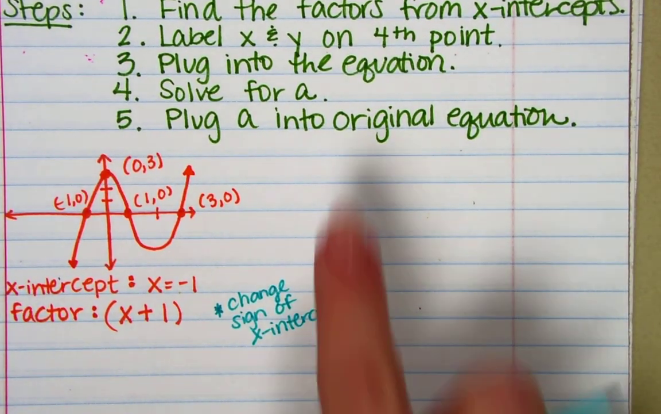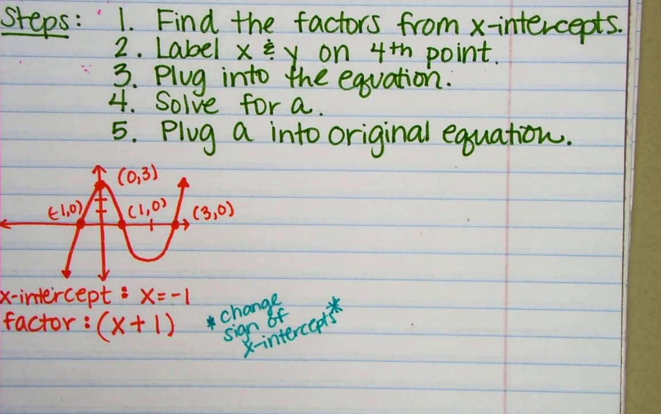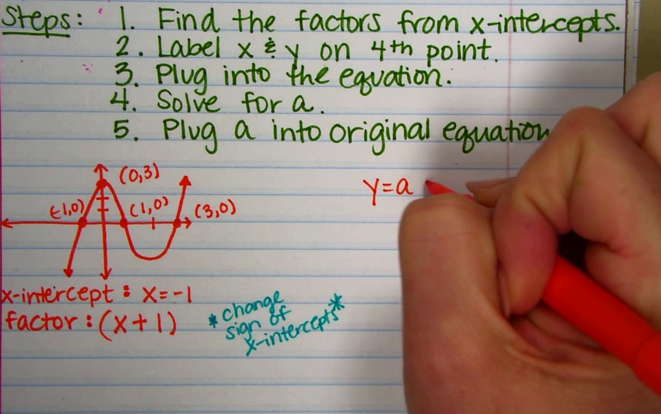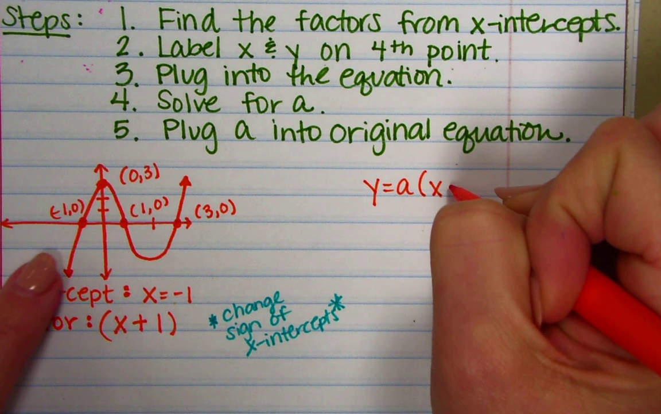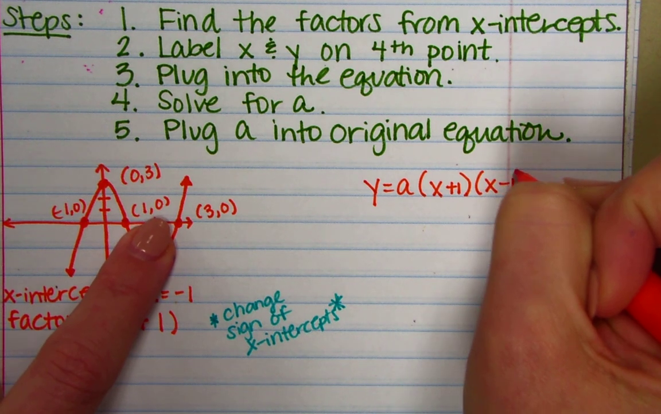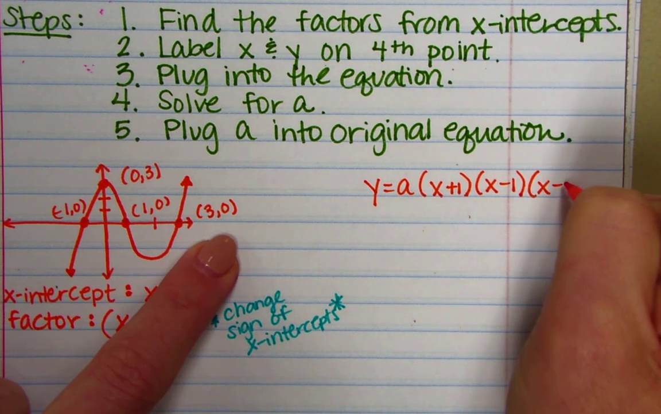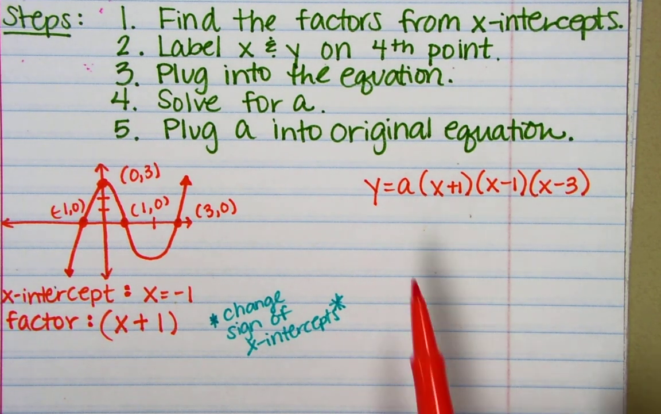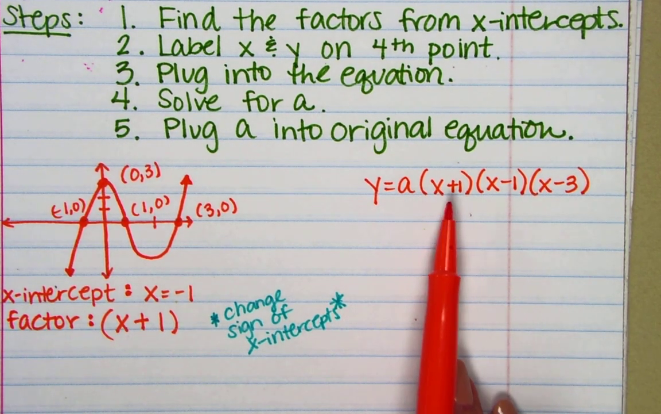Okay, so the first thing it says is find the factors from the x-intercepts. We're going to plug those into our equation. So our equation will be y equals a times x plus 1 times x minus 1 times x minus 3. Okay, always our equation is y equals a, and then your three factors.